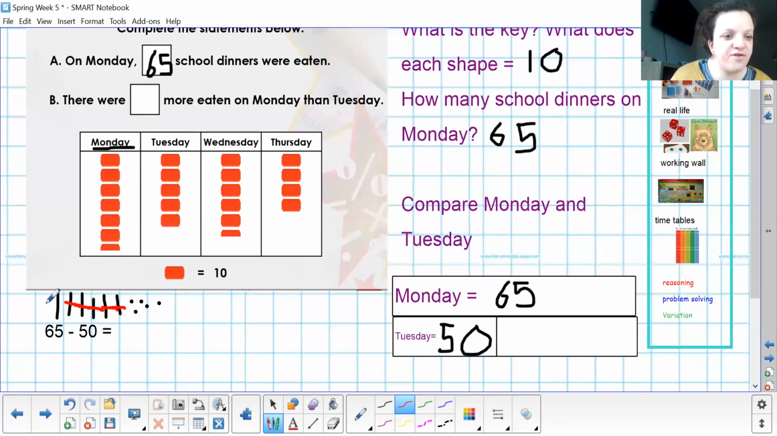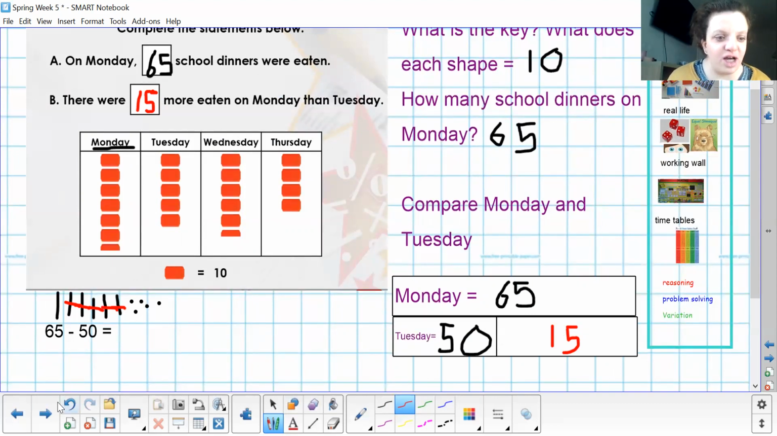How much have I got left? Well, I've got a 10, and I can count my ones, 11, 12, 13, 14, 15. So my answer is 15, and I can check it's right by going 50, add 15, make 65. 5 and 1 is 6, 0 and 5 is 5. So it's 15 more. So there were 15 more eaten on Monday than Tuesday. So we can compare them. Best way to do it is do that bar model to really help you understand what it's going to be.